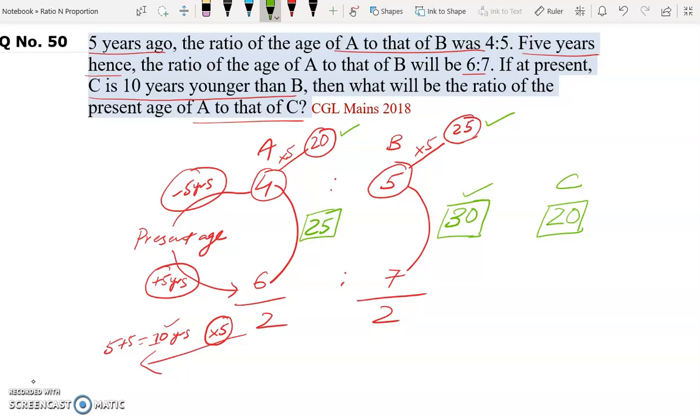So we have got the present age of A, B and C, and in this question we need to find the ratio of the present age of A to that of C. So A is 25, C is how much? 20. So if we divide by 5, 5 into 5 and 5 into 4. So the ratio of the present age of A to C is 5:4, and this is our answer.